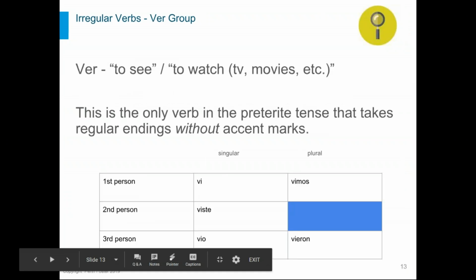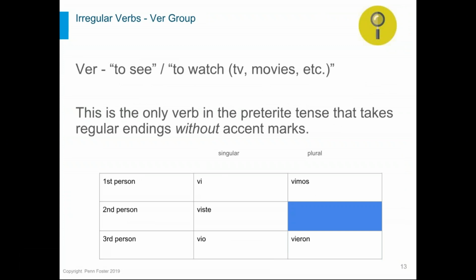As we continue, again, we talk about irregular verbs, this being the ver group. Ver, the verb to see or to watch, is the only verb in this group, the only verb that takes regular endings with no accent marks whatsoever. So if you were to compare that to the conjugation of comer that we had earlier on a few slides back, same exact thing, same endings, but comer would need accent marks because it is regular. Ver, for whatever reason, does not take accent marks. So V and VO, where they would normally be, the accents are not present here, making this slightly irregular.